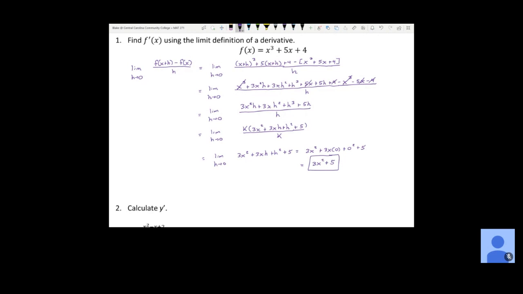Right, now, since we know the shortcuts, we can actually find the derivative of that one just using power rule pretty quickly. And you can see that that should give us 3x squared plus 5. So you can check your answer really quick that way, but make sure that if it tells you limit definition, that you're using that limit definition of a derivative to calculate it, okay? Any questions on that one?